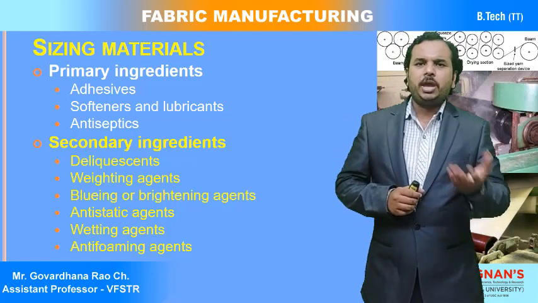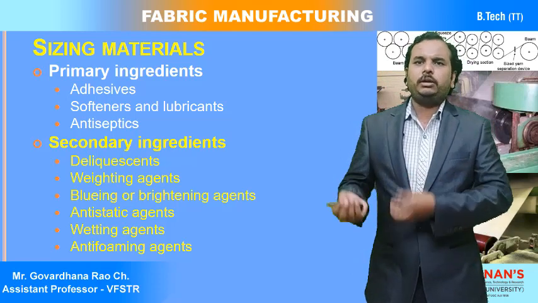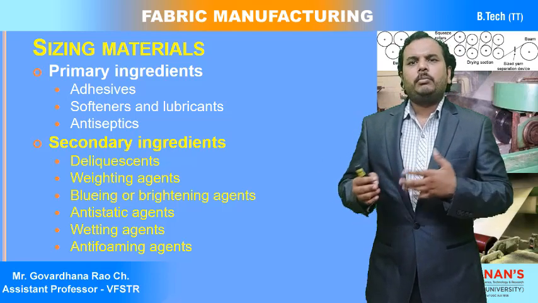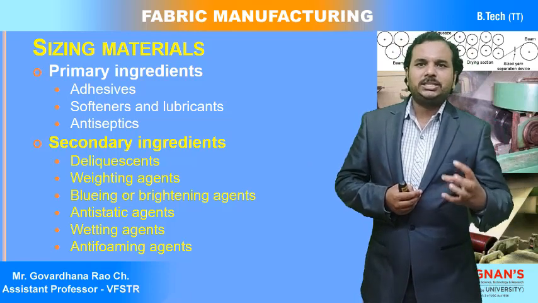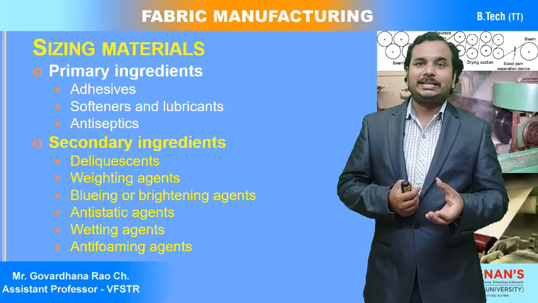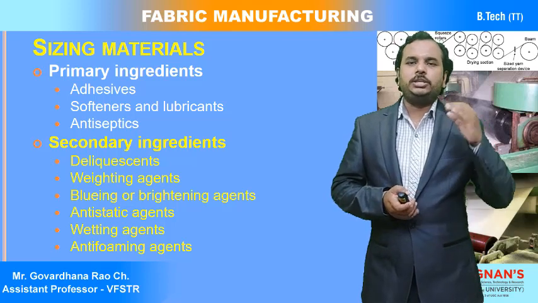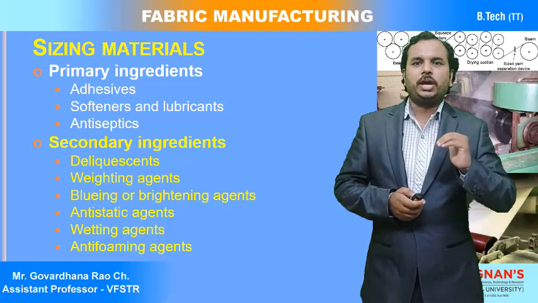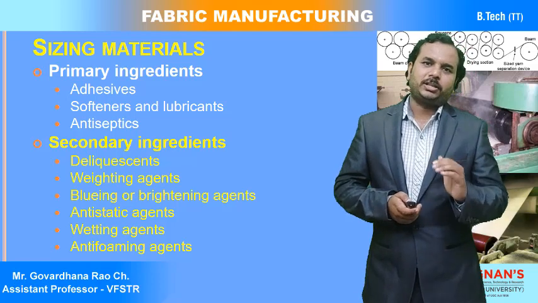Secondary ingredients may or may not be there in the size paste; you can add them as per the requirement. The secondary ingredients are deliquescents, weighing agents, bluing and brightening agents, anti-static agents, wetting agents, and anti-foaming agents. These are the primary and secondary ingredients we use to prepare the size paste for sizing.